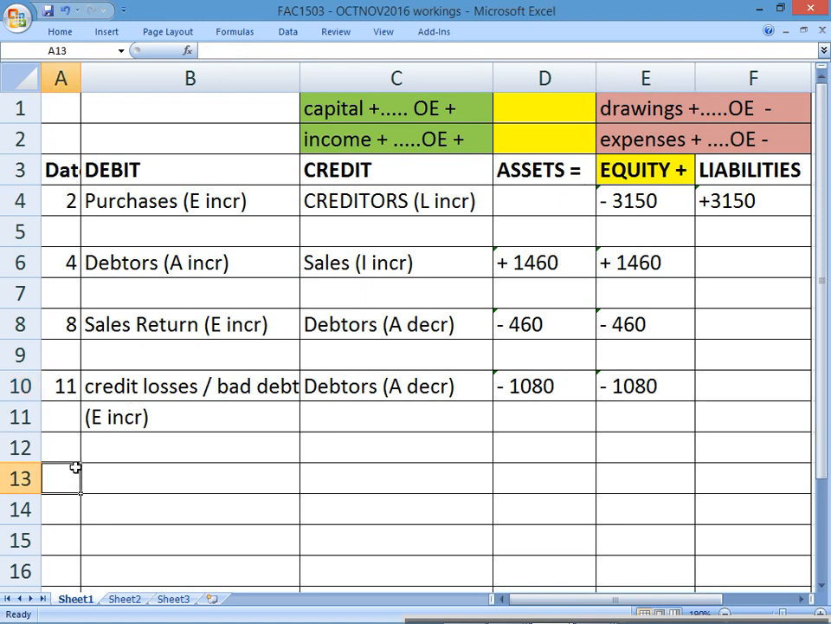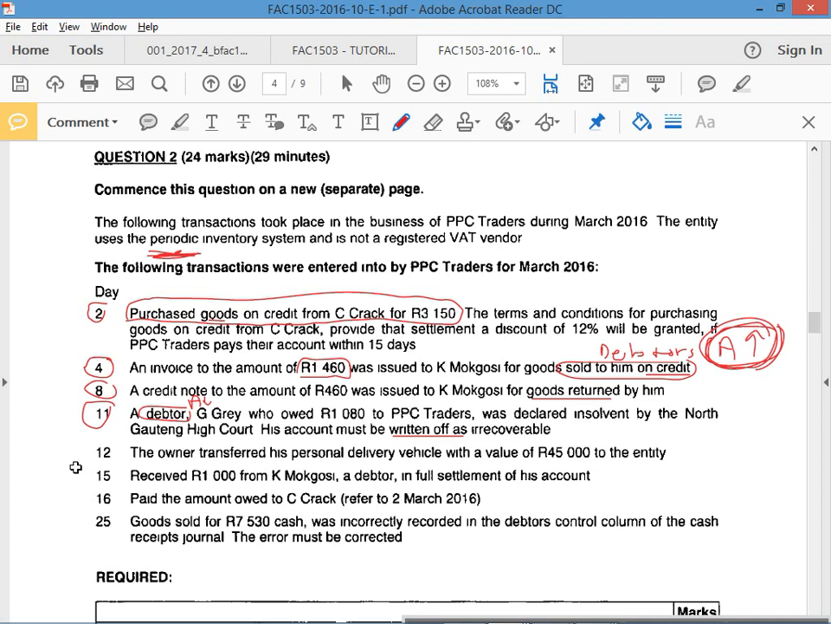Okay, next, number 12. Again, apply the interpretation. Interpretation is everything. Number 12 says, the owner transferred his personal delivery vehicle with a value of 45 to the entity. What stands out for you guys here? Good. Owner giving the business a vehicle. Right, so capital, I'm happy with that. Okay, that's an easy one.